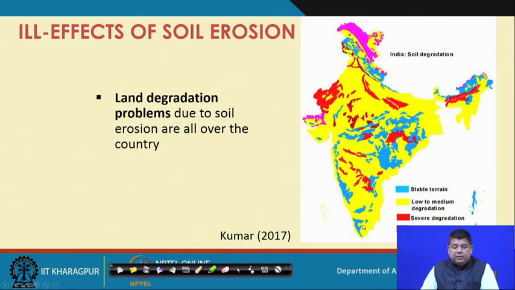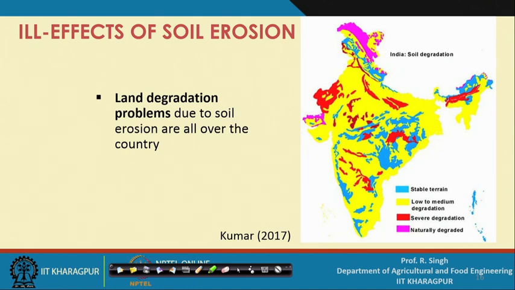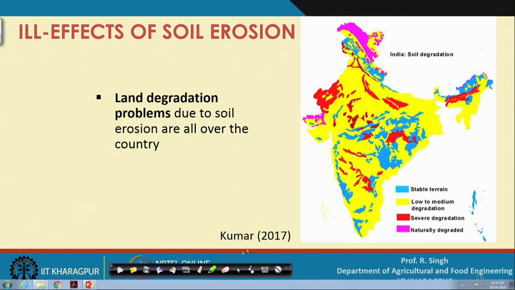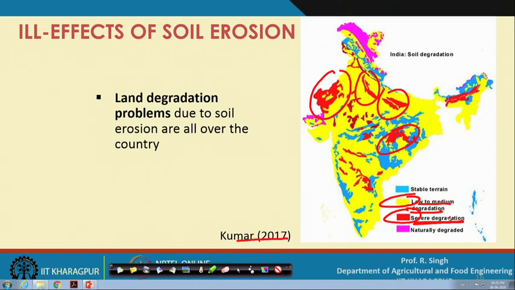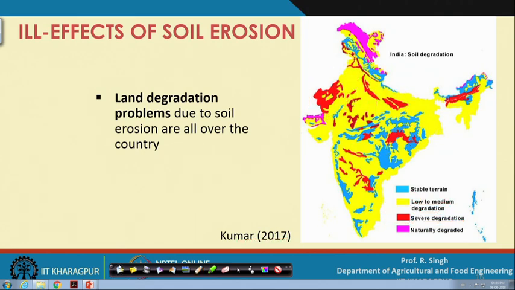Continuing with the ill effects of soil erosion, there is obviously land degradation due to soil erosion all over the country. This is data presented in a recent work by Kumar in 2017. As you can see, in most places you find yellow color, which represents low to medium degradation of the soil, and at certain places red colors are there. For example, here you see red colors, which means these are severely degraded soils. So soil degradation is everywhere, and we have to be very careful about the problem of soil erosion.